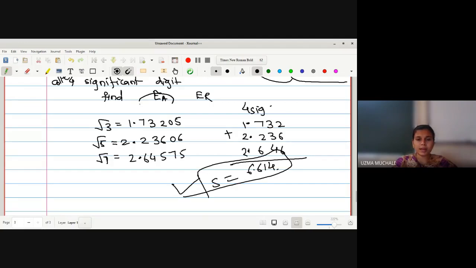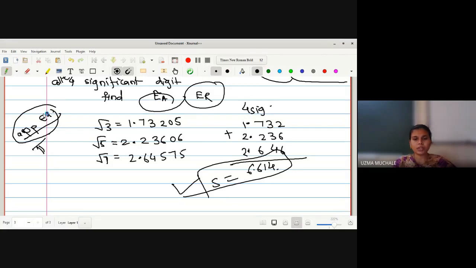But just like the example which we have solved for pi, in that example we have the approximate value of pi as well as the exact value of pi.